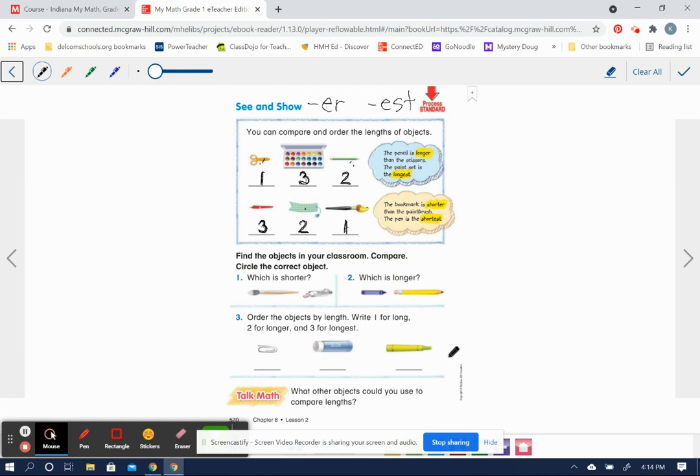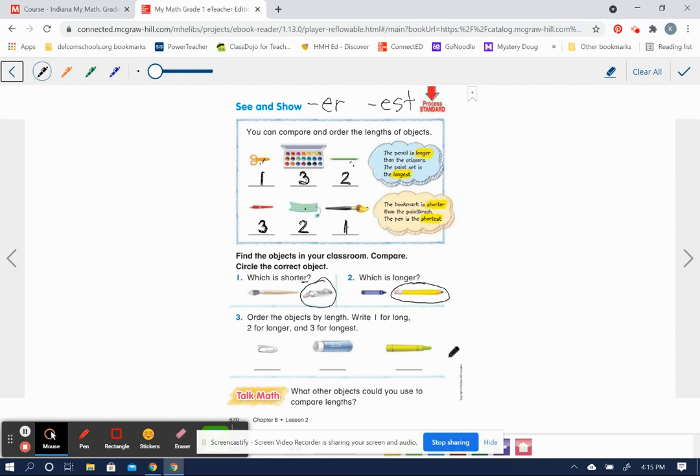Okay, so it says find the objects in your classroom, compare. We really didn't find the objects, we just used the pictures and we judged which one is longer or shorter. So number 1 says which one is shorter. We're comparing 2 items, so it has the ER ending. Which one is shorter, the paintbrush or the tube of paint? Yeah, the tube of paint. Which one of these items is longer, the crayon or the pencil? I hope you said the pencil. It is longer than the crayon.